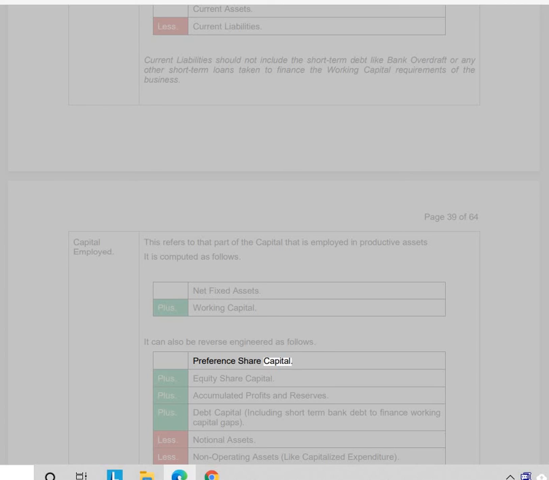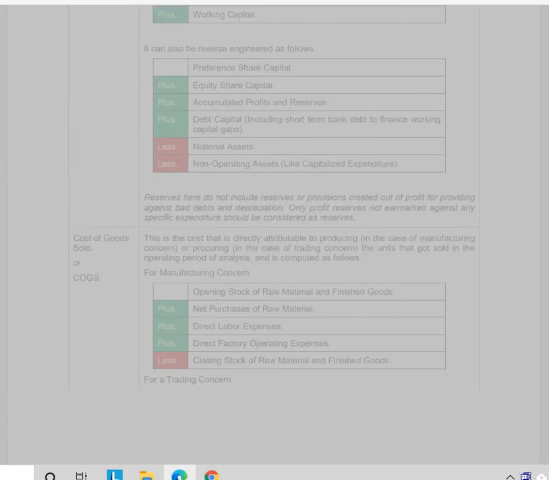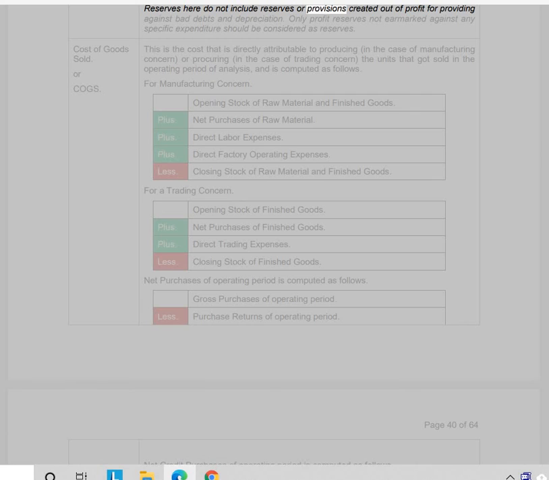Preference share capital plus equity share capital plus accumulated profits and reserves plus debt capital, including short-term bank debt to finance working capital gaps, less notional assets, less non-operating assets like capitalized expenditure. Reserves here do not include reserves or provisions created out of profit for providing against bad debts and depreciation. Only profit reserves not earmarked against any specific expenditure should be considered as reserves.